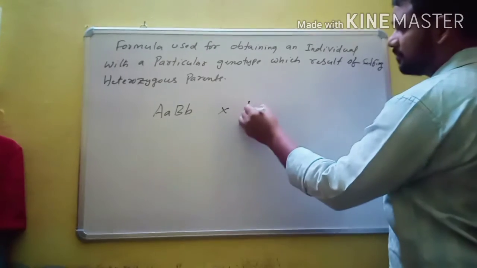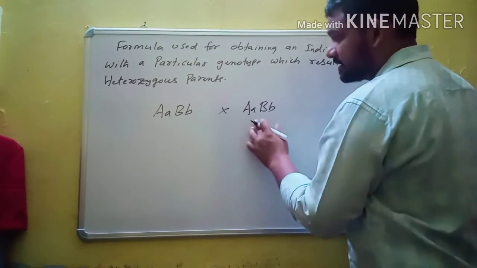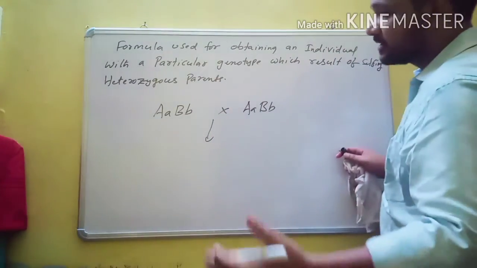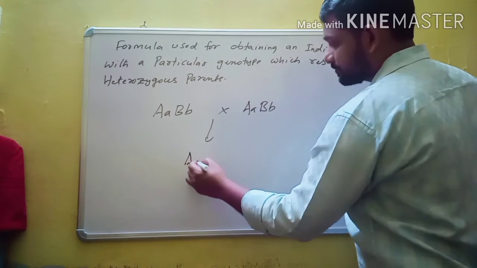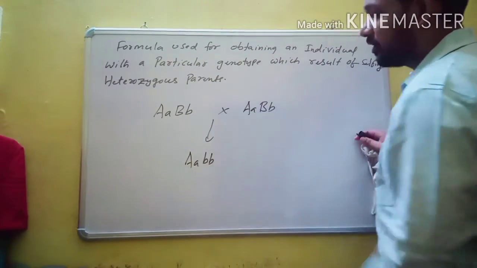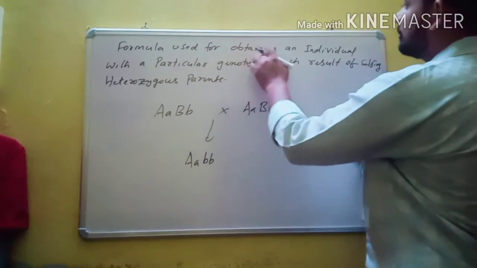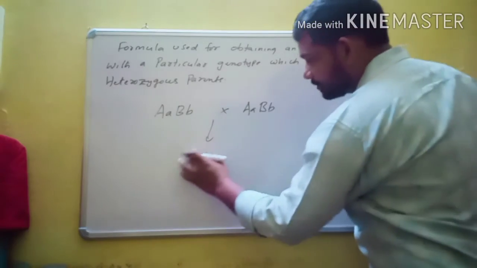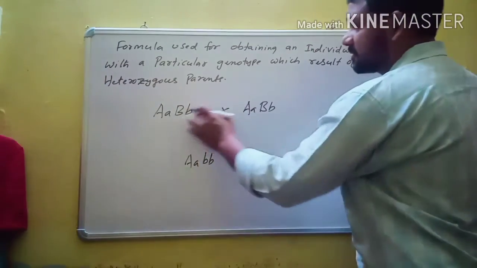So these are the two parents, the same parents. For example, these two parents are selfed. Then they produce 16 progeny. But what is my question? For example, this type of offspring, how many of this type of offspring will come? This formula is used for obtaining an individual with a particular genotype, which is a result of selfing of heterozygous parents.